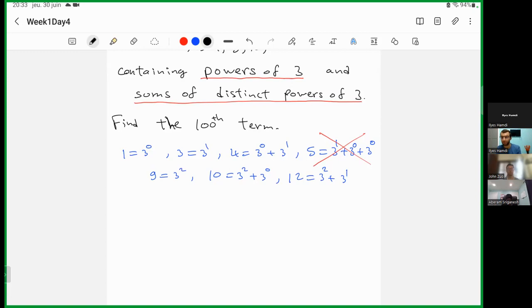So since I'm talking about powers of 3, probably using base 3 would be very interesting. So let's try to understand what this means in base 3. Remember, in base 3, any number can be written as a_k 3 to the k, and you keep going. Remember this? And every digit is between 0 and 2, so either 0, 1, or 2.